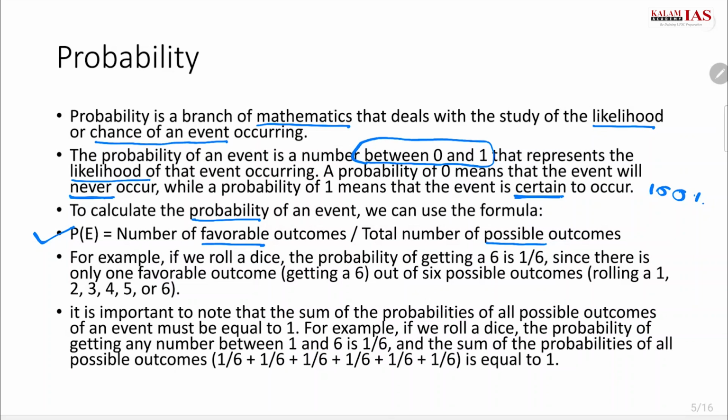Suppose we have to find the chance of rain happening in a week. So the total number of possible outcomes is 7 days, and suppose it rains for 4 days. So the probability of rain happening is 4 by 7.